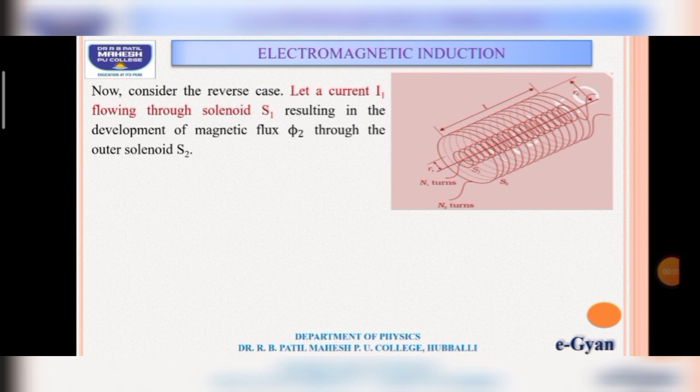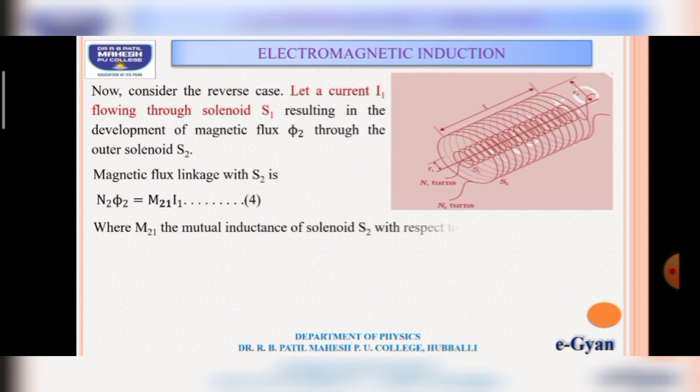Okay, now consider a reverse case. Let a current I1 flow through solenoid S1, resulting in development of magnetic flux phi2 through S2. The magnetic flux linked with S2 is given by N2 phi2 is equal to M21 into I1. Okay, let this equation be 4, where M21 is the mutual inductance of solenoid S2 with respect to solenoid S1.